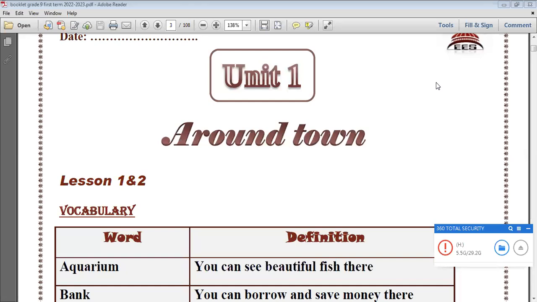Today, inshallah, we will start our first lesson in the O.L, Unit 1, Around Town. So let's start with the new vocabulary first. Here we have the first word, aquarium. And what does aquarium mean? It's a place where you can see beautiful fish there.